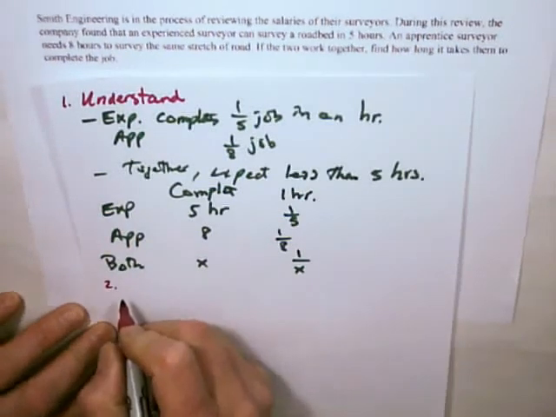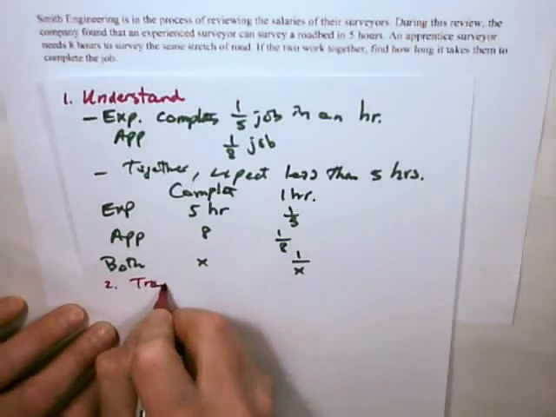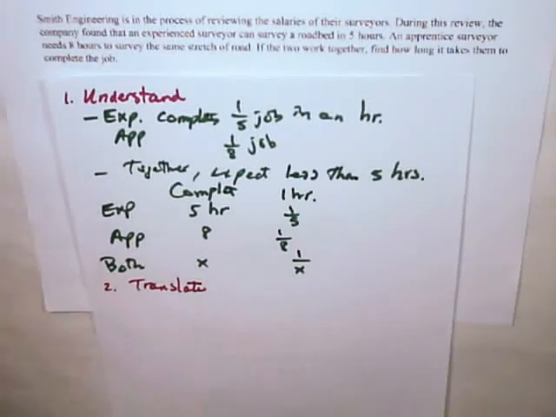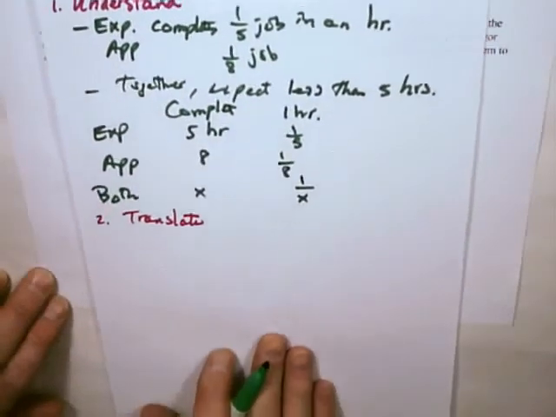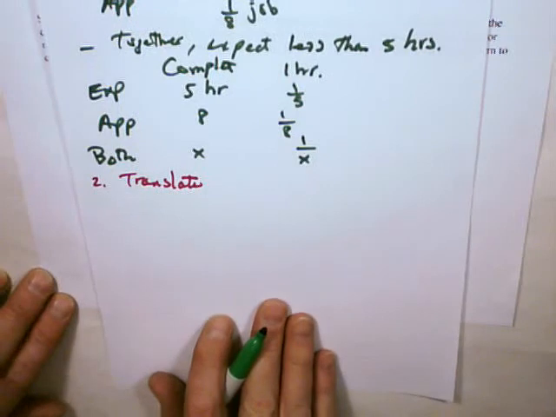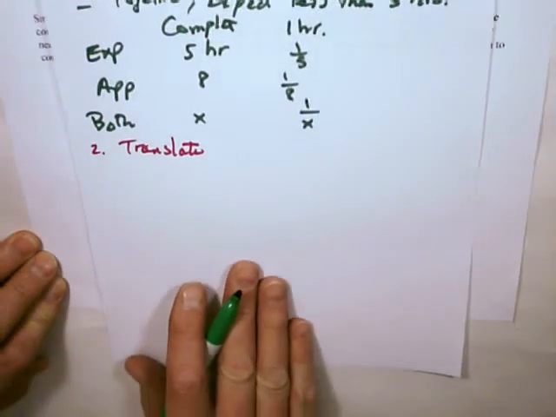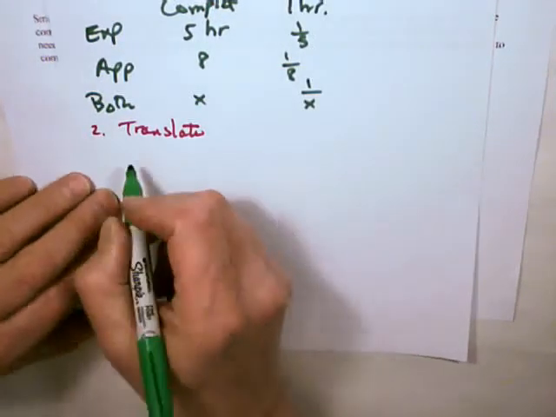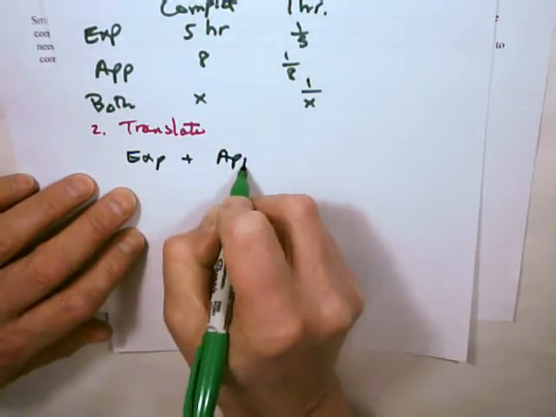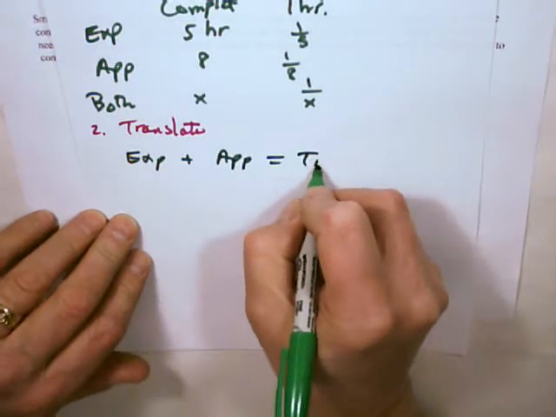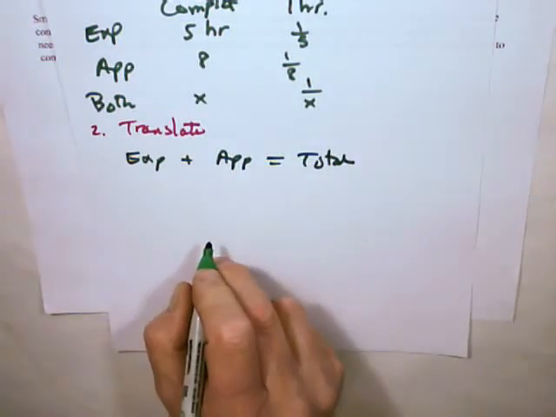Second step here is to translate. That is, I want to look at this table and look at the relationships between the various quantities in there and see if I can get some sort of a relationship going, so that's going to allow me to do a mathematical expression on this. And it turns out, yeah, I do have that. In particular, the experienced person plus the apprentice working on the job is going to do the total job somehow.